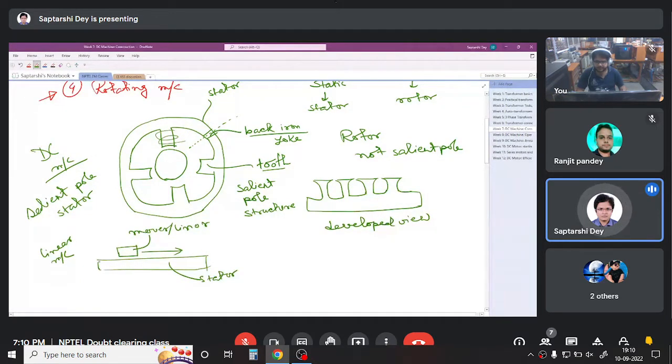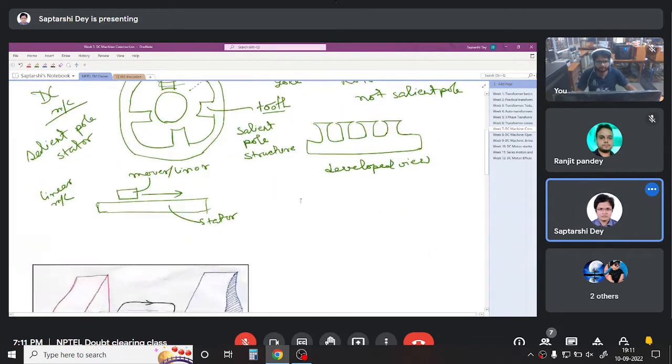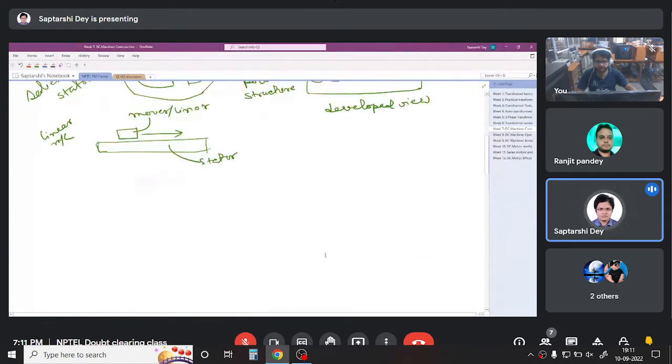These kind of things are used in trains, bullet trains and all. They are nothing but motors, linear motors. Anyway, we will not go into linear machines in this course. They are a bit more advanced compared to this. So, problems we will discuss later.